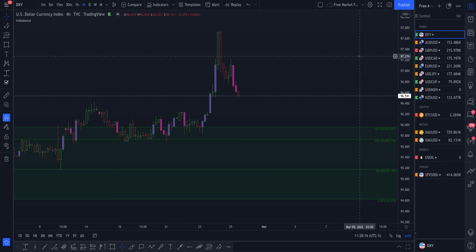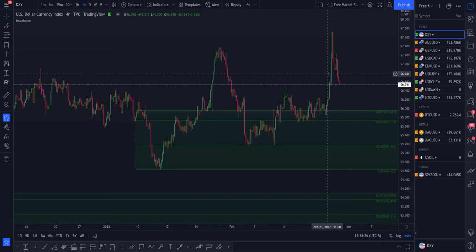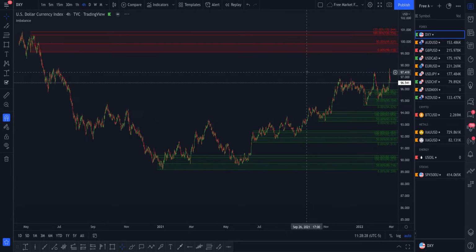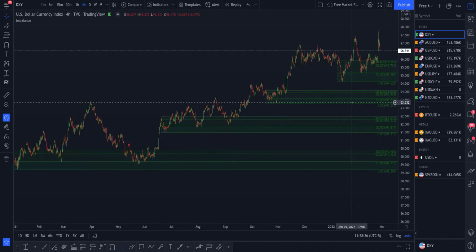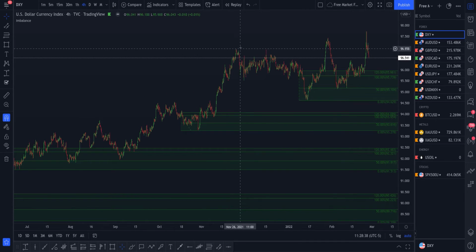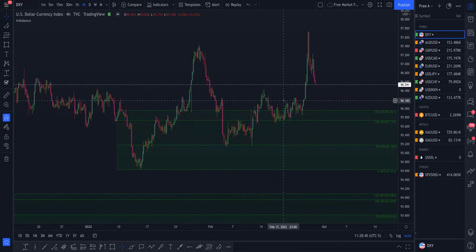All right, guys, let's go ahead and get in it. So let's start with the dollar index, the US dollar index. Institutional bias is long. Let's take a look here. Let's see what type of market structure we have. We are on an uptrend. On the 4-hour, we do have higher highs and higher lows.